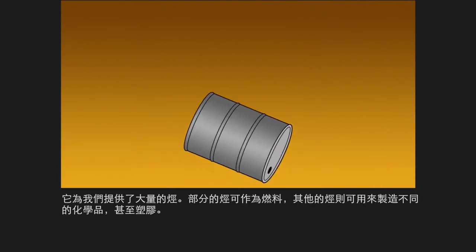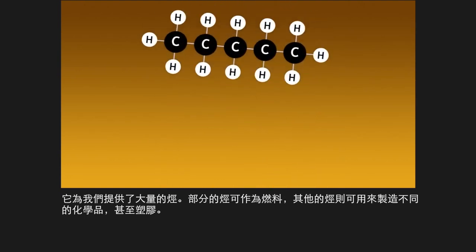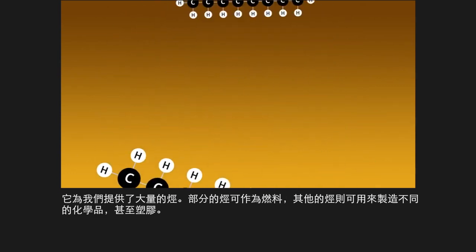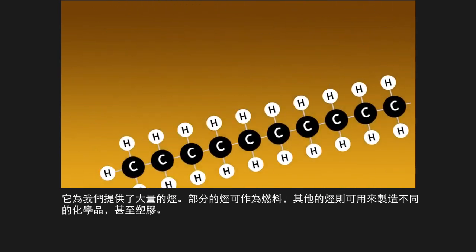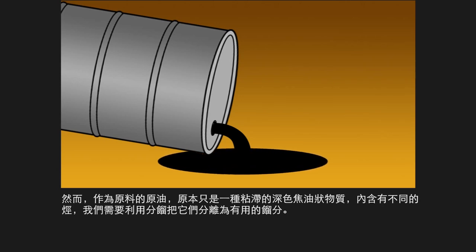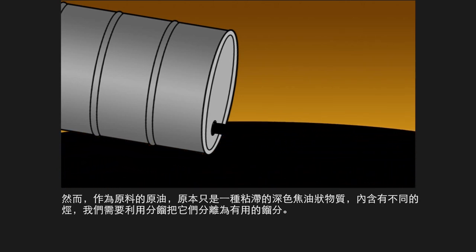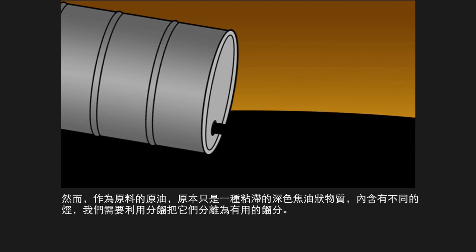It provides us with a great number of hydrocarbons, some of which are useful as fuels, and others are used in the manufacture of many different chemicals and even plastics. However, in the raw form as crude oil, it can be a viscous, dark-coloured tar-like consistency, and the different fractions of hydrocarbons must be separated by fractional distillation for them to be useful.